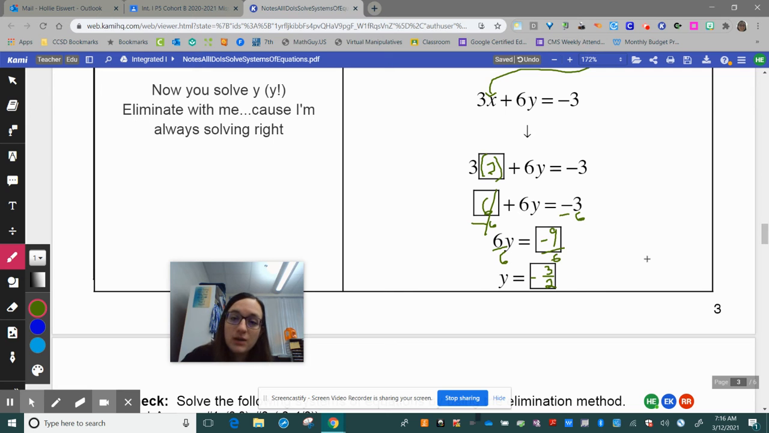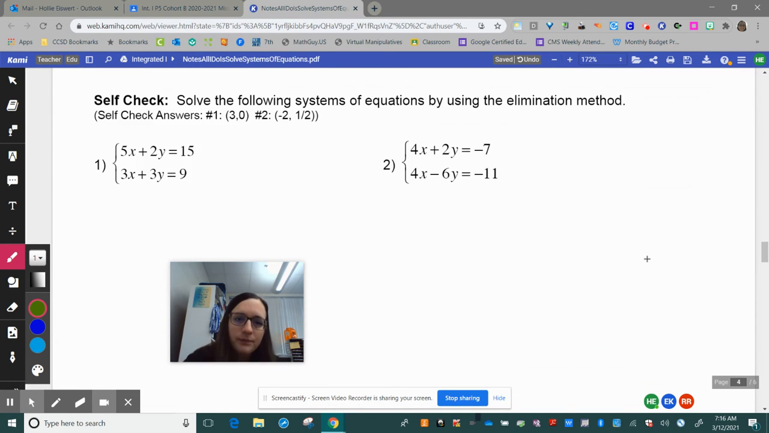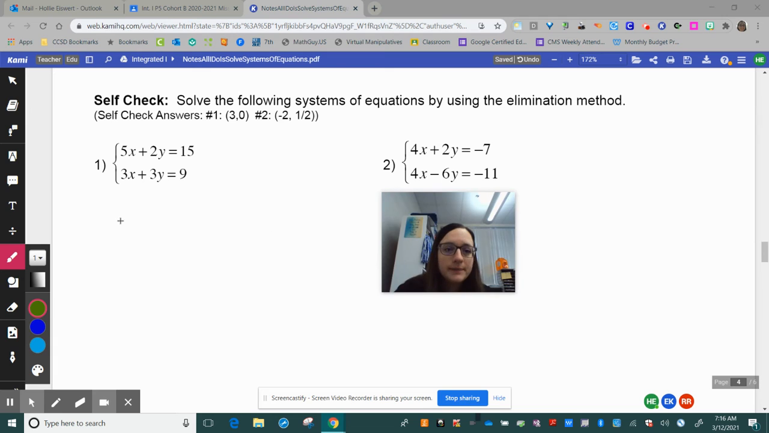Lovely. Okay, so let's do this together here. So I'm going to do number 1. Now, our goal is to pick the easiest ones to work with. So I usually pick the smaller numbers. A lot of people like to pick the first ones. Let's see here.